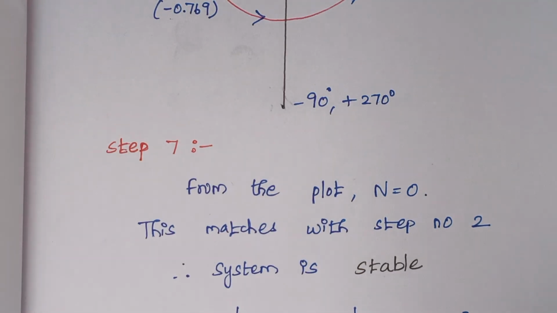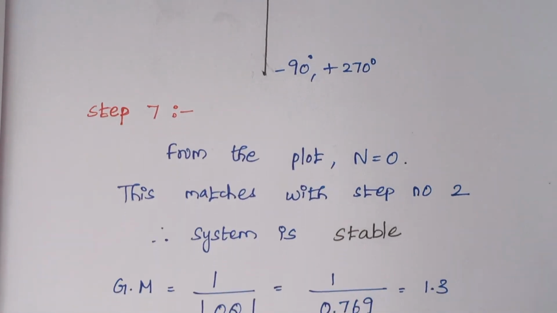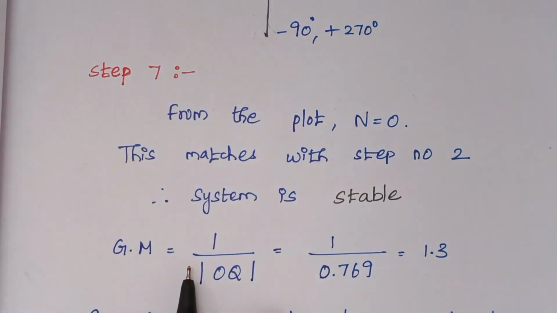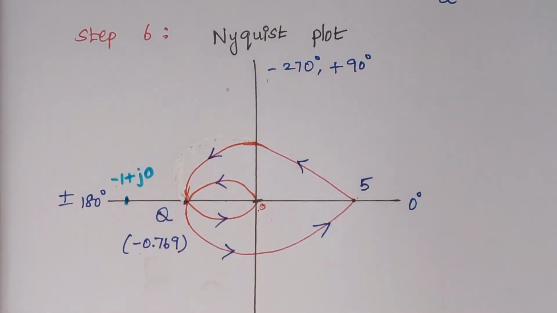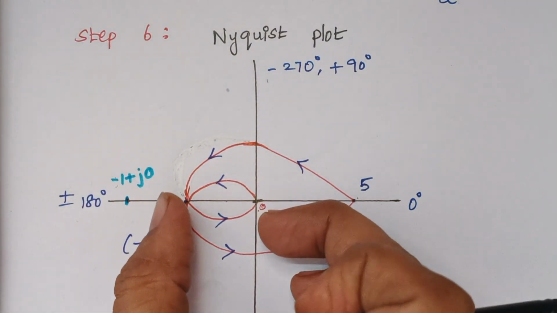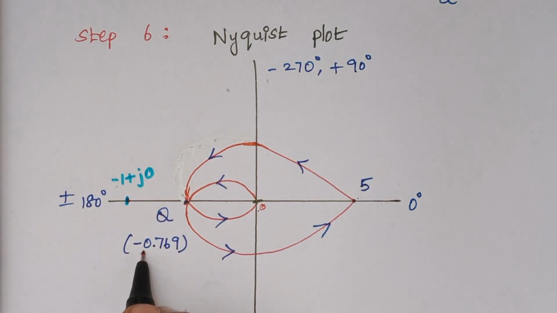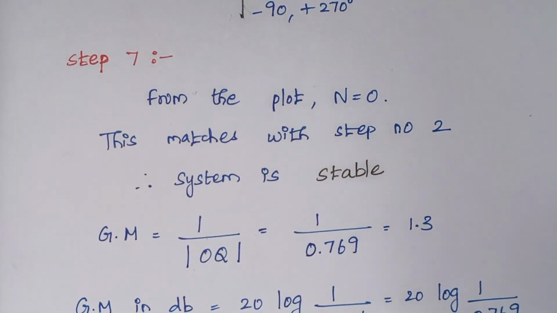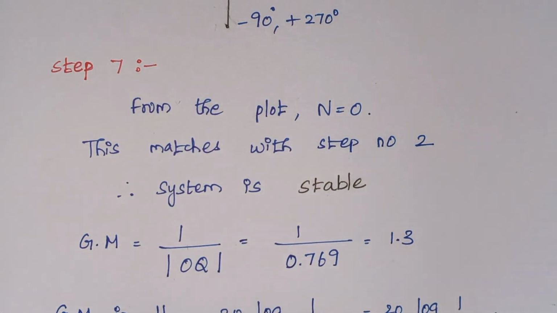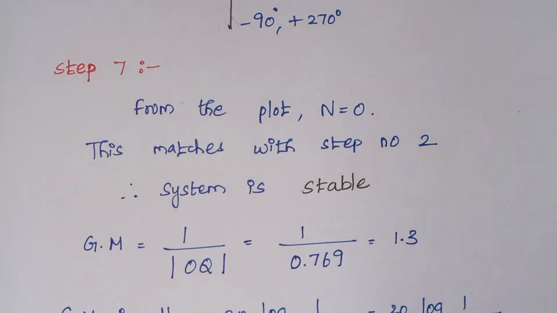Then the next thing is we are asked to find the gain margin. So what is the formula to find the gain margin? It is nothing but 1 divided by mod of OQ, that is the length. So here you see this is our OQ, right? So what is the length of this OQ? It is nothing but minus 0.769. Since here we are considering only the magnitude, no need to insert the minus sign. Okay, we can neglect it. So 1 divided by 0.769, which is nothing but 1.3.